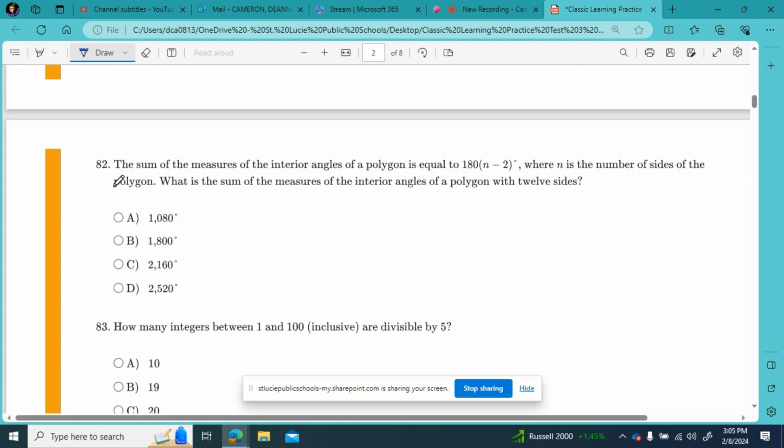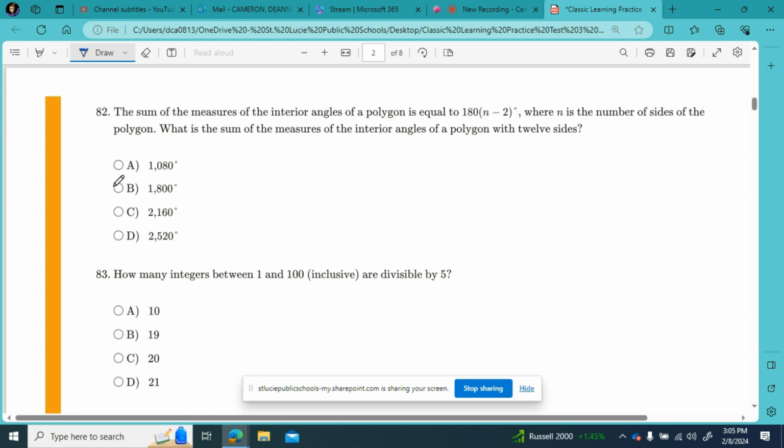Question number 82 says, the sum of the measures of the interior angles of a polygon is equal to 180 times the difference of n and 2 degrees, where n is the number of sides of the polygon. What is the measure of the interior angles of a polygon with 12 sides?